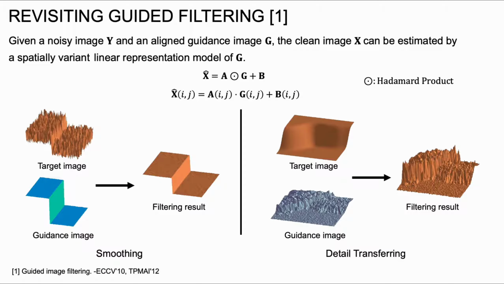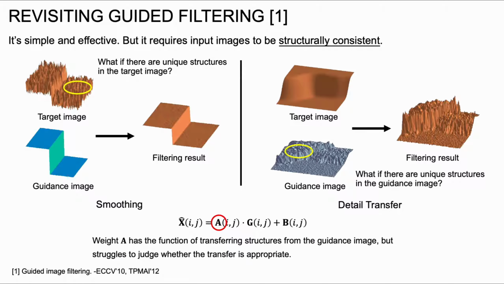Before elaborating our work, let's first revisit the classic guided filtering theory. Given a pair of noisy target image and a guidance image, the clean target image can be estimated using a spatially variant linear representation model of the guidance image. In addition, if the guidance image contains richer textures, they can also be transferred to the filtering result. This linear representation model is simple and effective, but it requires the input images to be structurally consistent.